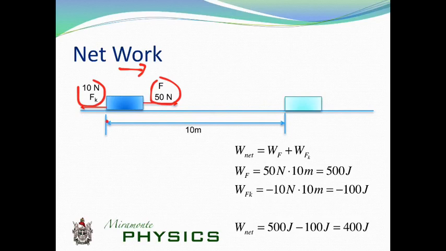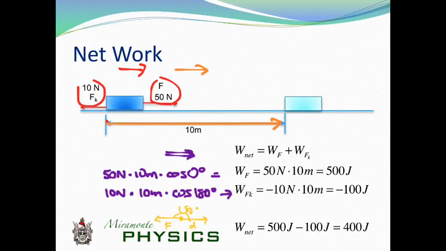So the net work is just going to be the work of the friction plus the work of the tension force. So here's your tension force, right? It's going to be 50 newtons, because it's to the right, times 10 meters, and then the angle between them is 0 degrees. So that's cosine of 0 degrees, which is 1. So that's going to be a total of 500 joules. And then we have the friction force, and the friction force has 10 newtons, and the total displacement is 10 meters, and then the cosine of the angle. Now, because these are in opposite directions, you have 180 degrees, and so that's going to be a total of -1. So you get 10 times -1, and you get -100 joules.